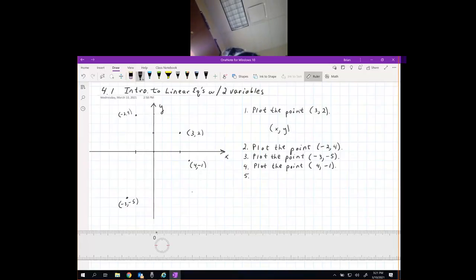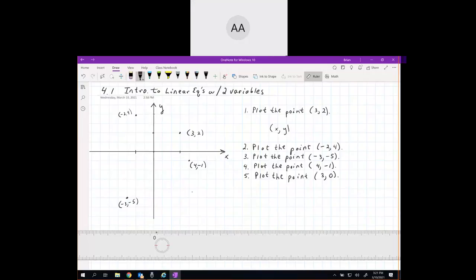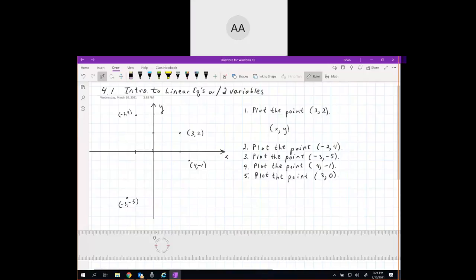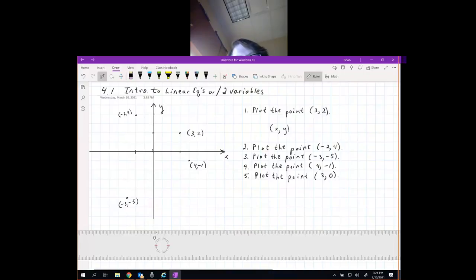How about plot the point 3, 0. You just go over 3. So starting at the center, you said go over 3, or which way? Go right 3. Go right 3. So 1, 2, 3. And then now that I'm there, what now? You just leave that. Right. It's right there. You can put a dot right there. Exactly. That point there then is 3, 0.